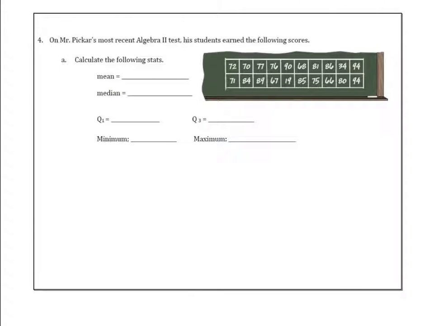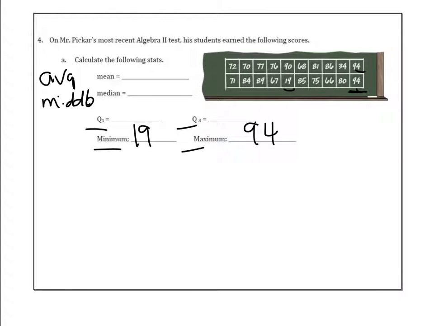Let's take a look at this quick. All right, so mean, median, means your average, median is your middle. This is stuff that hasn't changed. Q1, Q3, minimum, maximum. Minimum is your lowest, so as I go through, your minimum is going to be your 19. Your highest, looking around, I think the 94s are going to be your highest, so that would be your maximum. So remember, these pieces all work together.